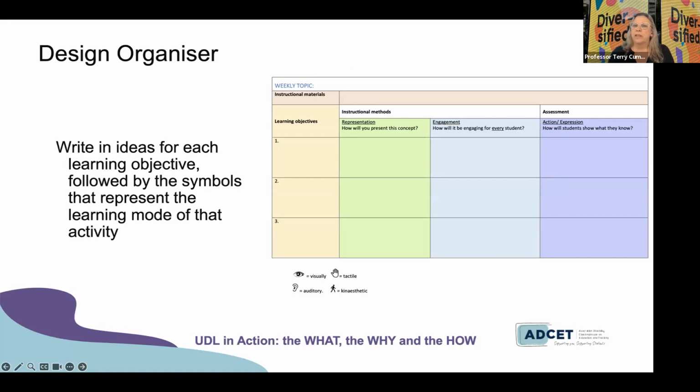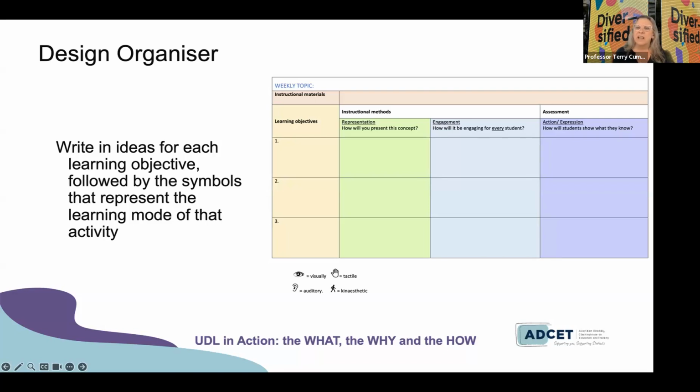I was working with a special school here in Sydney on bringing UDL into their school as their overall way of teaching because they were doing distance education. And the teachers actually created this when they were trying to figure out how they would create units using UDL. So they have the learning objectives going down the left side and then the instructional methods across the top. And there's a space for you to write different ways.